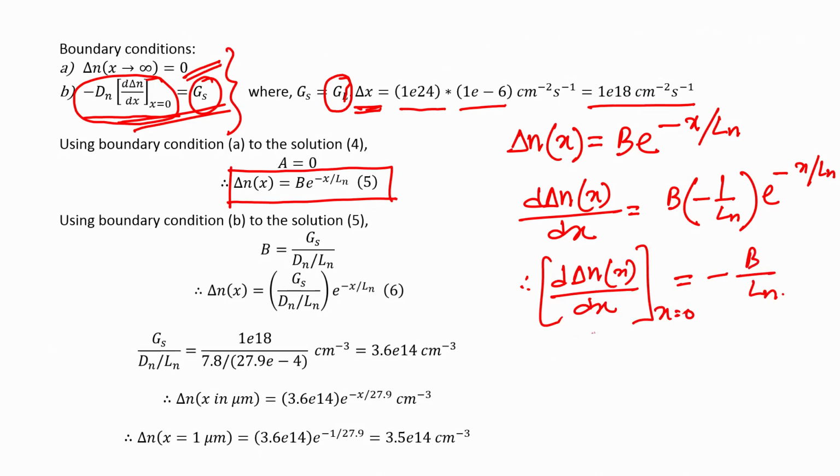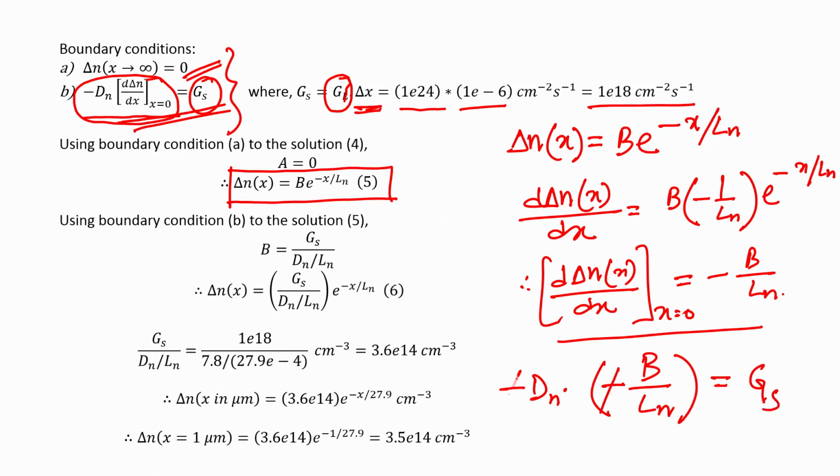So, let us plug in this expression into the second boundary condition: minus Dn into minus B by Ln is equal to Gs, and minus minus will cancel out. Therefore, B will be Gs by Dn by Ln. So, that is what B comes out as under the second boundary condition.